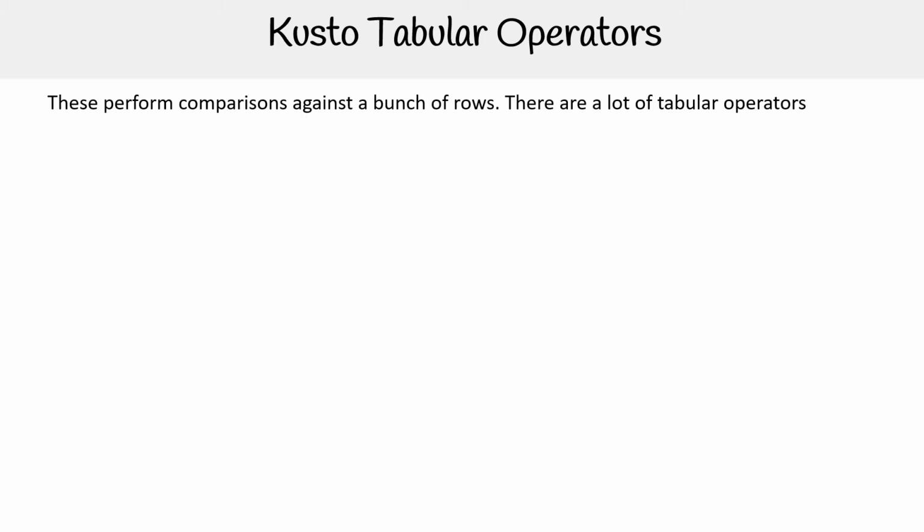Let's take a look at Kusto tabular operators, and I really want you to pay attention to this one because this is where all the power of KQL happens. These perform comparisons against a bunch of rows. That's why it's called tabular operators. And there's a lot of them, and we're going to look at the most common ones because it would take me forever to go through all of them, and you're not going to remember them all. So let's just look at the ones we actually care about working with.